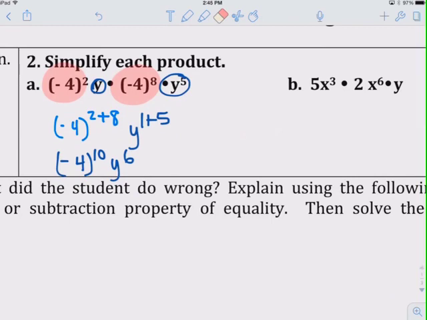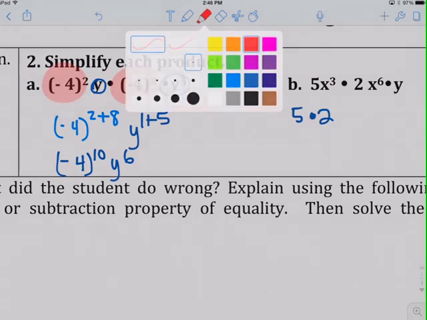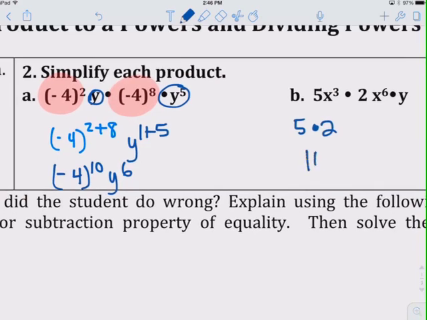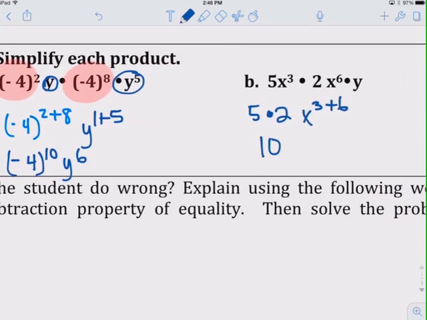Okay, so now, how about 5 and 2? 5 times 2, right? 10, yes. Are they the same bases? No. Can we multiply them? Yes, because there's no exponent, correct? So then it would be 10x to the third plus 6. That's 10x, and then x to the third plus 6 is x to the 9th. And then just y by itself, correct? So you get 10x to the 9th and y, correct?